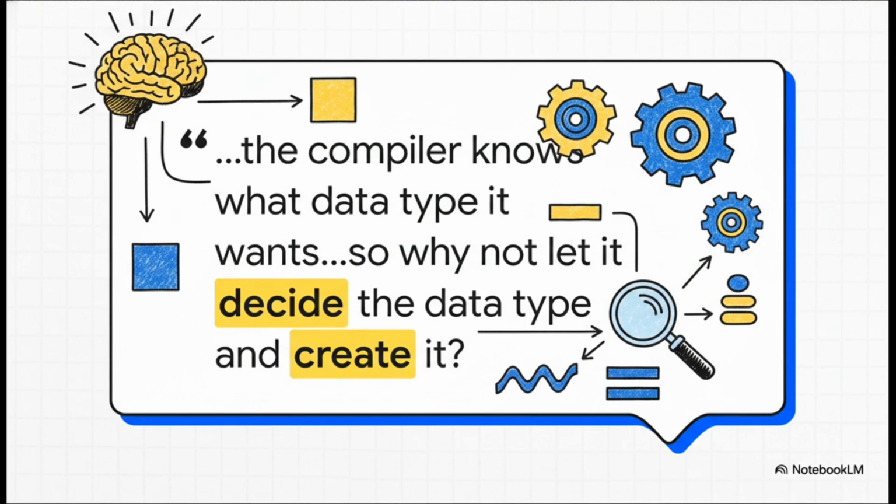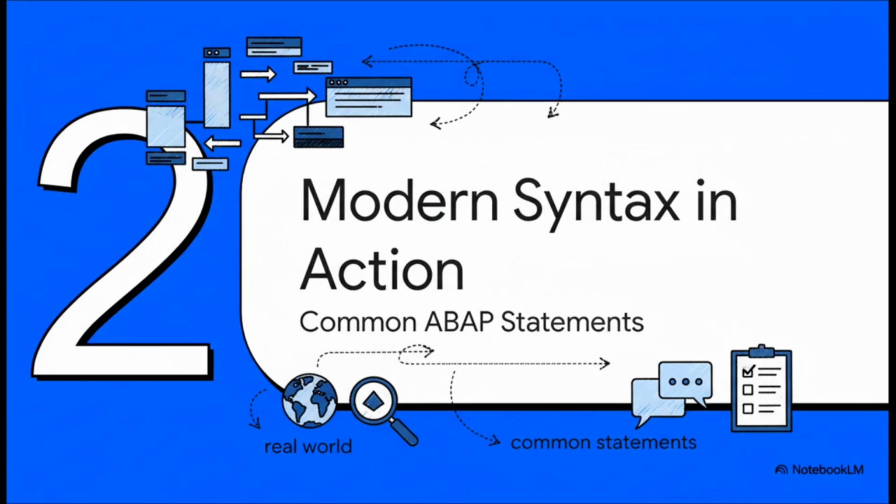The whole philosophy behind this is pretty brilliant when you think about it. The ABAP compiler is already smart. It knows what kind of data a statement needs to work with. So why are we doing the work for it? Inline declarations just let the compiler handle it. It figures out the data type on its own and creates the variable for us. We're basically letting the system do the heavy lifting.